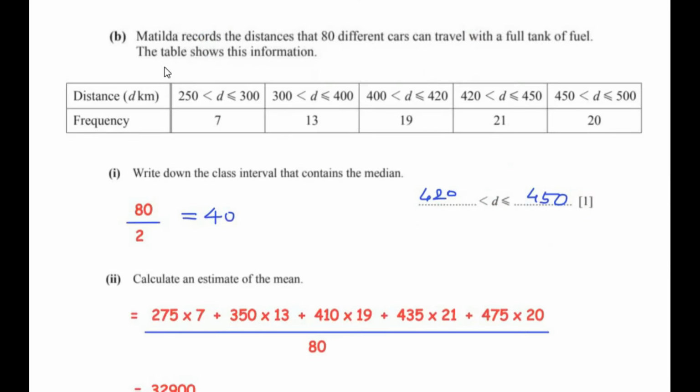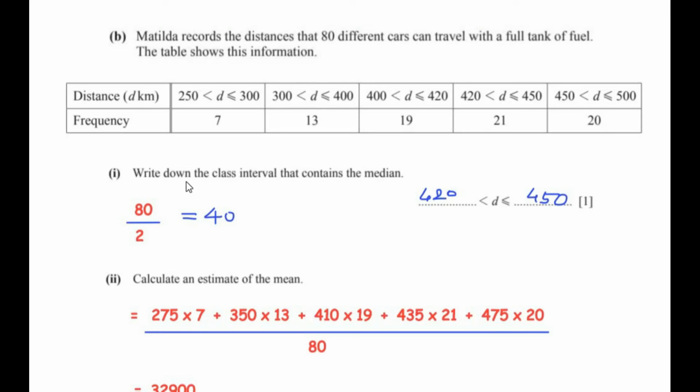Now moving on to the big question. Matilda records the distances that 80 different cars can travel with a full tank of fuel. The table shows this information. So here we can see that 7 cars can cover a distance of 250 to 300, 13 cars can cover a distance of 300 to 400 kilometers and so on.